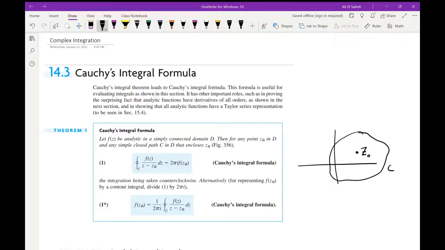Then the integral of this function, okay, so it's not the integral of f of z, but the integral of this function, which is the ratio of f of z divided by z minus z0, is equal to 2 pi i times the value of the function f at the point z0.